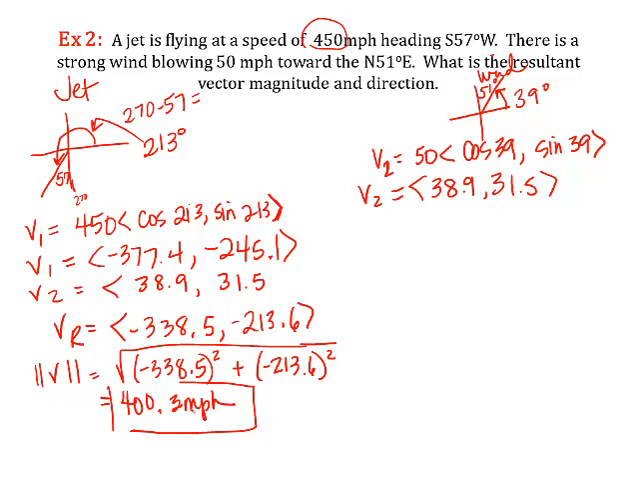Okay, partially there. Now I need to find the direction now that that's going to change the direction of my jet. So look at your values. They're both negative. The horizontal and the vertical are negative. That means you're down in quadrant 3. Right? So if the horizontal is negative 338.5, sorry, and the vertical is negative 213.6, here's my theta.